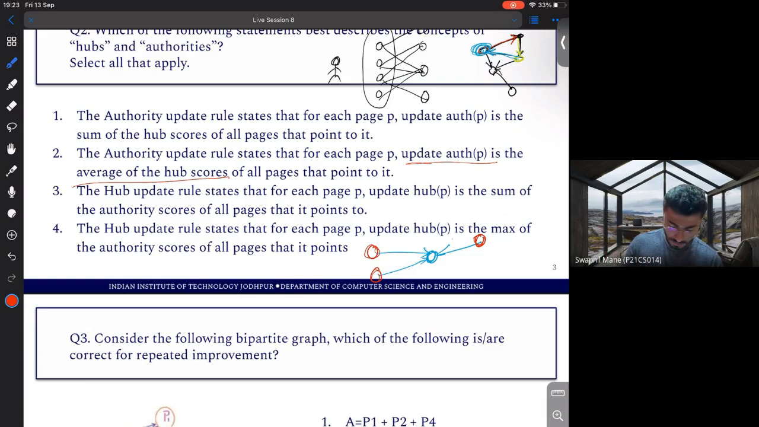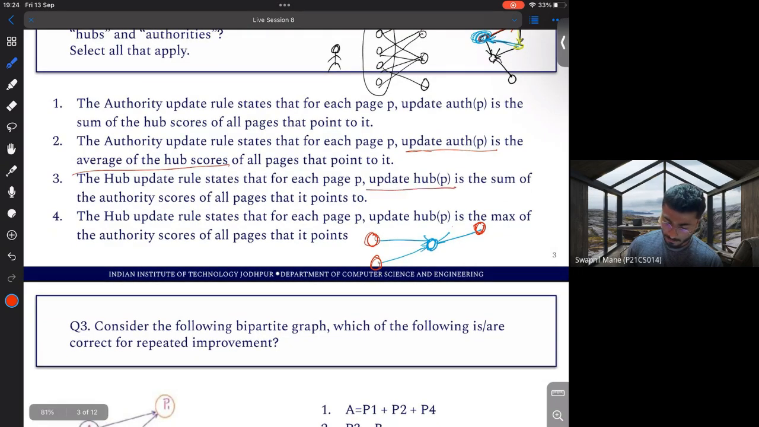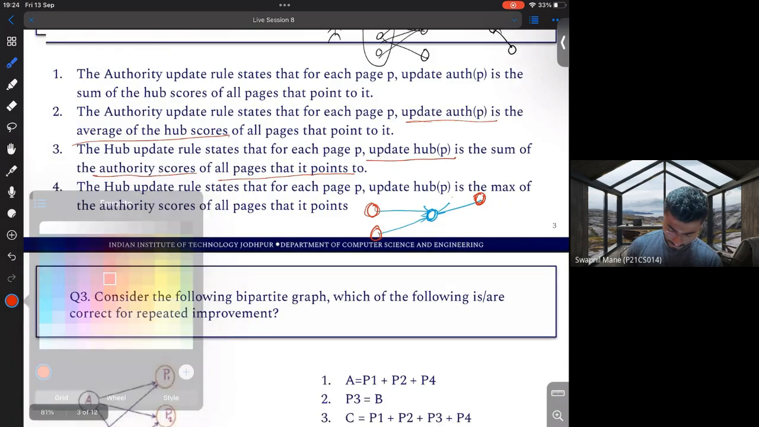Okay, let's move to the hub update rule, which the third option states: update hub(p), the hub value, is the sum of authority scores of all pages that it points to, that particular node. So here, imagine it this way.